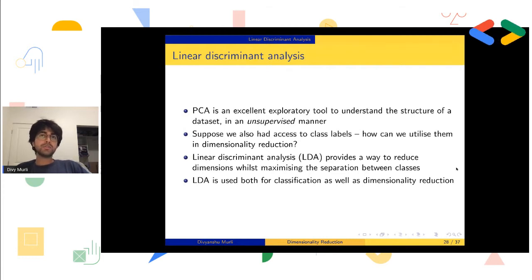LDA is used for both classification and dimensionality reduction. In this talk, we'll focus on the dimensionality reduction aspect of LDA.